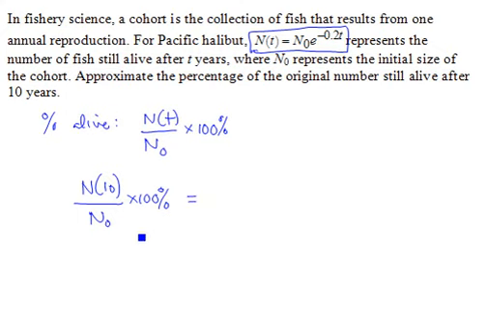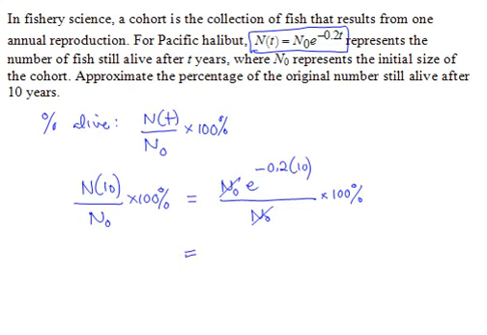Let's substitute N of 10. Well, N of 10 should be N naught e to the negative 0.2 times 10. Now we're going to divide by N naught. There's why N naught was not provided. It turns out it cancels out with the N naught in N of t. Multiply by 100%.